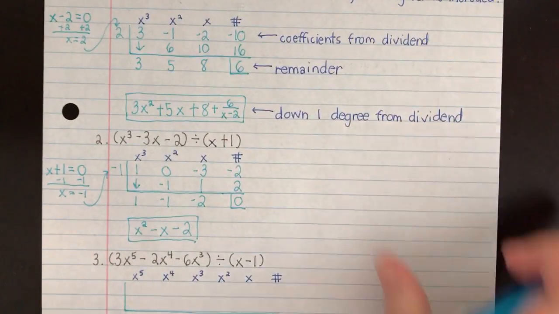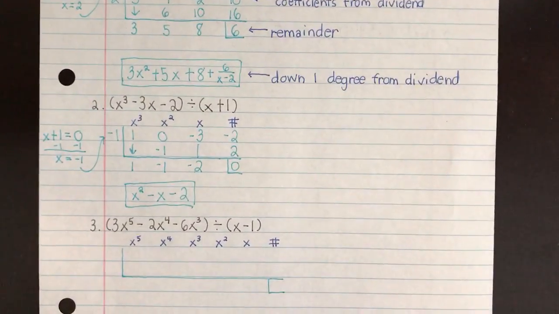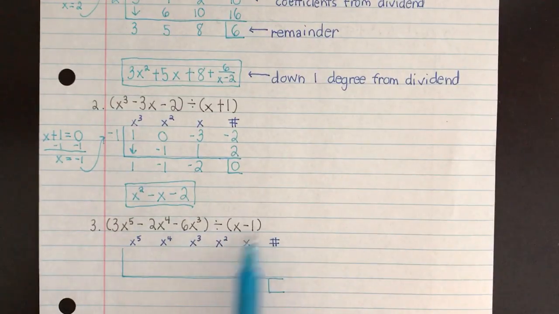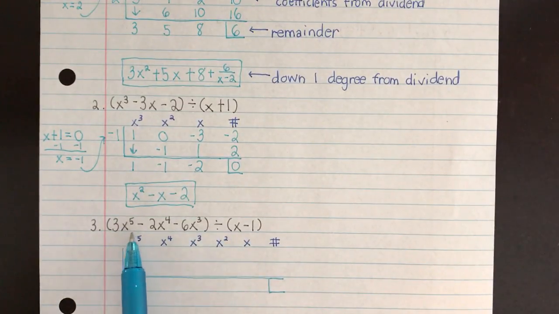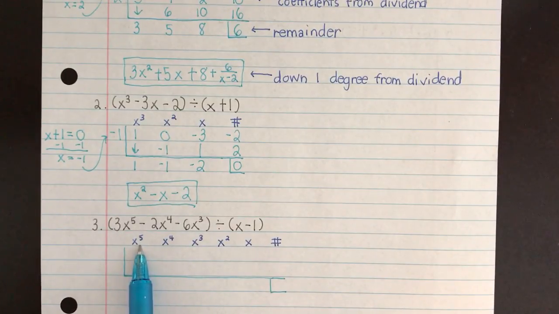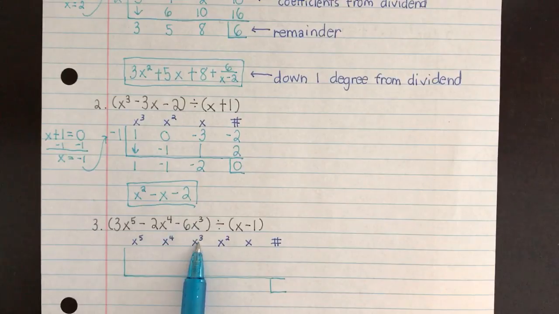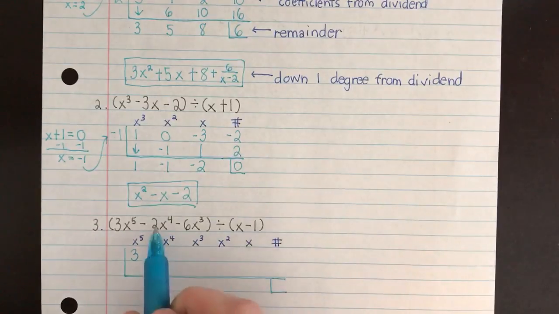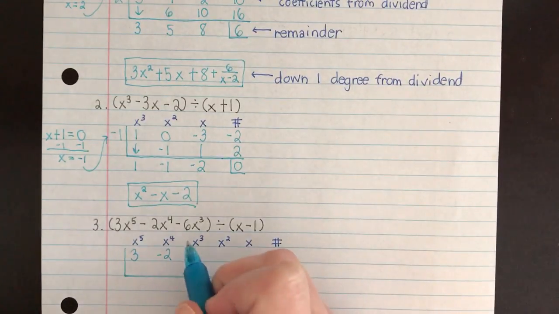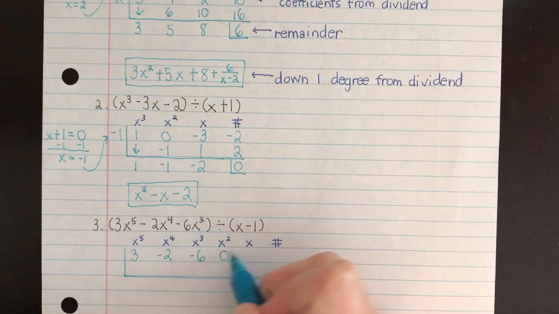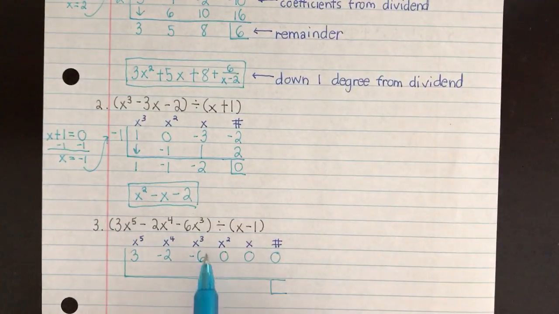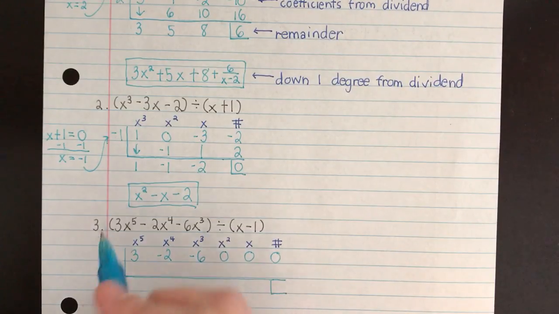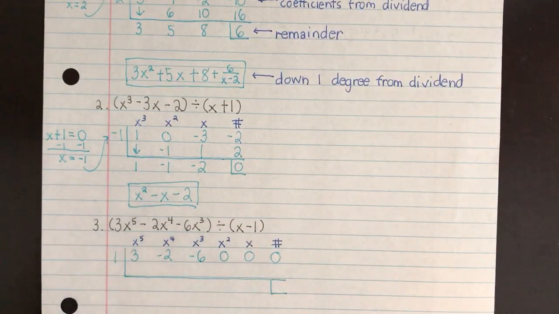All right, next example, 3x to the 5th minus 2x to the 4th minus 6x cubed divided by x minus 1. The reason I chose this example is because I always get lots of questions. Once I start out here with x to the 5th, then x to the 4th, then x to the 3rd, do I have to go all the way to the number? Yes, you do. So what's going to happen is I put the coefficient of 3 here, negative 2 here, negative 6 here, and then I've got to fill in zeros all the way down to the number. So if it stops there at x cubed, you've got to go all the way down to the number and fill in zeros. So remember here, if you haven't already gotten the hang of it, it's going to be the opposite sign, so positive 1 here.